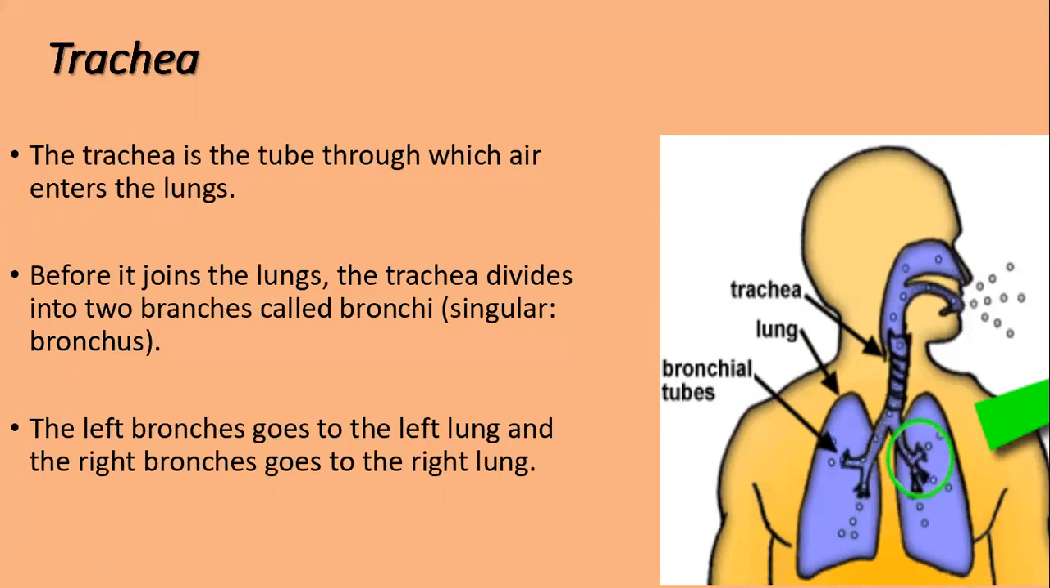Trachea is the tube through which air enters the lungs. Before it joins the lungs, the trachea divides into two branches called bronchi, singular bronchus. The left goes into the left lung and the right goes to the right lung.